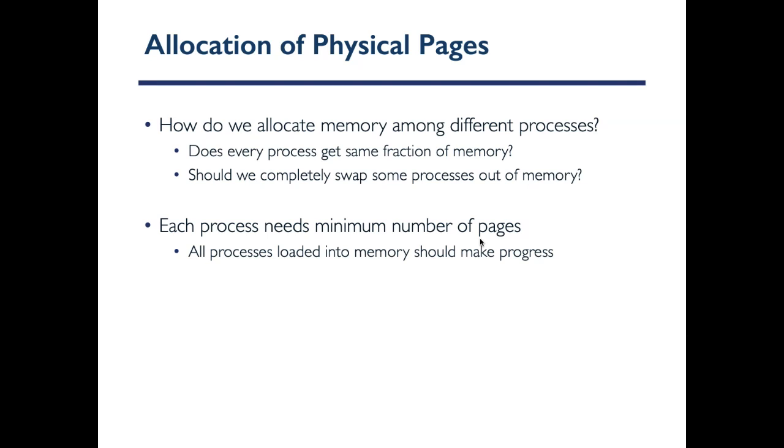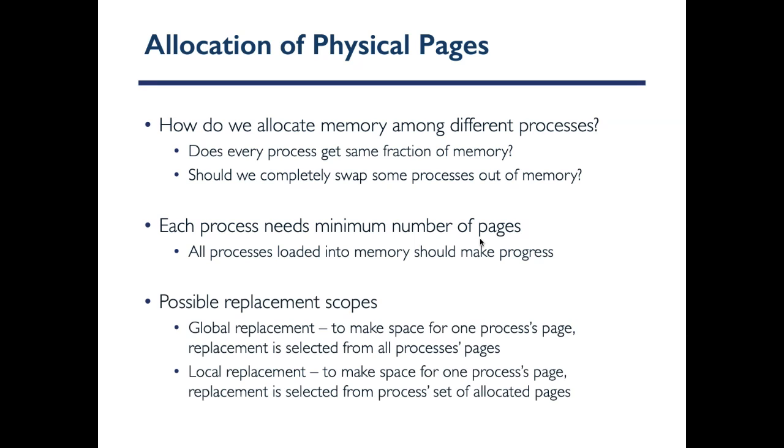One thing that we have to know is that each process needs a minimum number of pages to run without hiccups. So one way to allocate physical memory is just to give everybody that minimum. And then if there is an extra, you can just somehow allocate that between processes, but at least give everyone the minimum that they need.